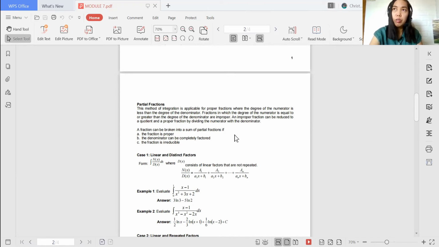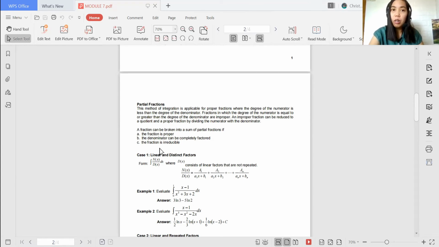We factor the numerator and denominator, and then we do cancellation. We simplify it. So sometimes when a quadratic is divided by a linear, the answer is a linear function. Okay, partial fraction is only applicable for proper fractions. A fraction can be broken into a sum of partial fractions if the fraction is proper. So these are the conditions before you apply the cases for partial fractions when we get the integral of rational functions.